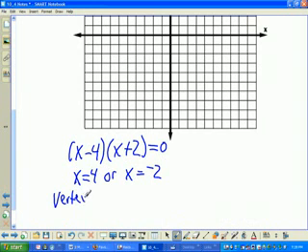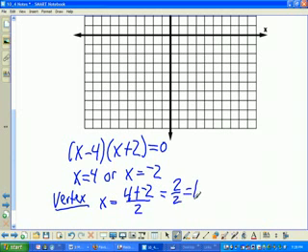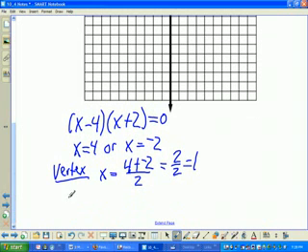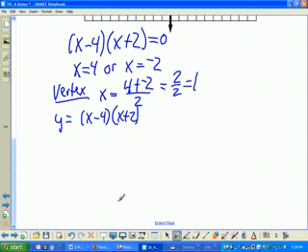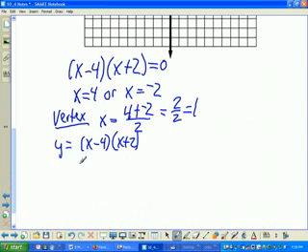Now to find the vertex. The axis of symmetry is going to be the average of my roots. The reason I divide by 2 is because I'm adding 2 numbers. So 4 plus negative 2 is 2. 2 divided by 2 is 1. Now what I'm going to do is substitute 1 in my equation. So my equation, I got x minus 4 times x plus 2. Remember, that's y equals, because that's a related function. So now I'm going to replace x with 1.